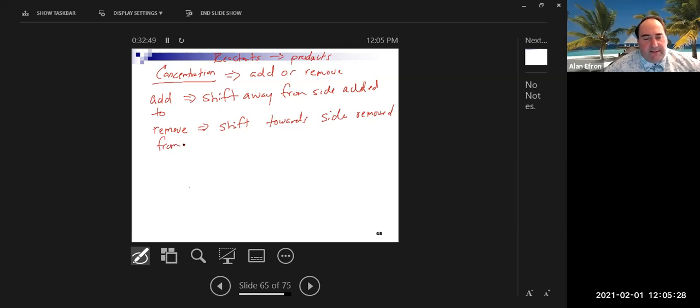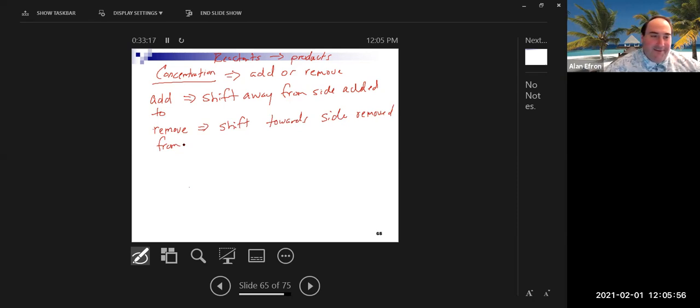So what that means is if you remove a reactant, it would go towards the reactant side. If you remove a product, it would go towards the product side. Just to illustrate this, if we want to remove something from a solution in a beaker, do we just reach in and grab it? The answer is no, you obviously shouldn't reach in and grab anything.